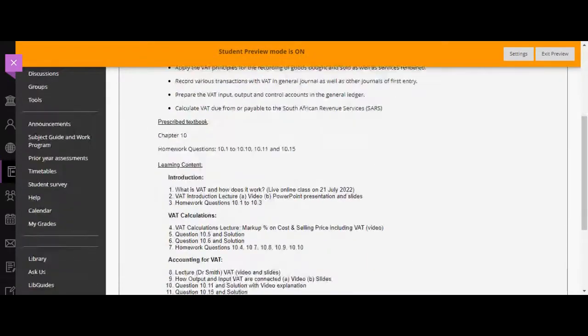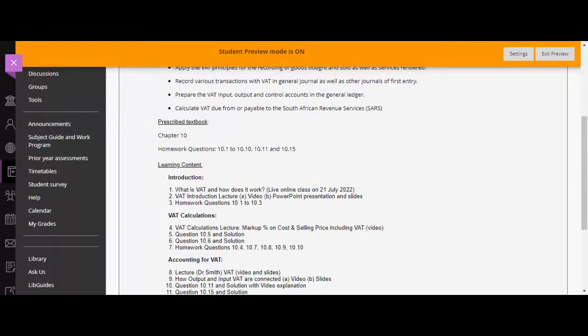Then, ladies and gents, as you can see there, whichever edition of the textbook you are using, whether it's the 8th or the 7th, doesn't matter, you will find value added tax in chapter 10. There are some questions that we recommend that you go and do. We are also going to do some questions in class, not today.